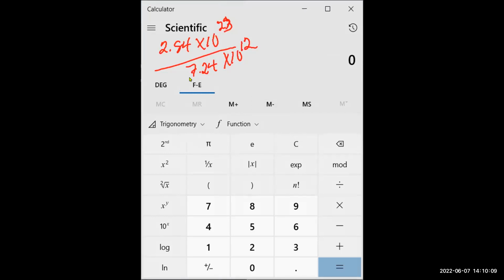All right. So let's go to the calculator. We're going to input the numerator, which is 2.84, exponent, double E or X times 10 to the X power, and then that is 23, okay? That is the numerator in scientific notation for the Windows calculator. Then we're going to do the math. We're going to divide by 7.24, exponent 12, okay? And we hit equal. Now, question number one: how many sig figs should our answer have?